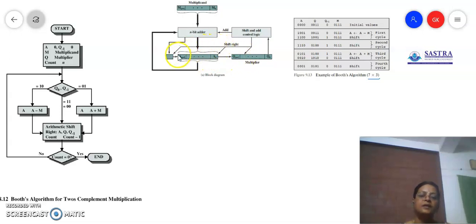Instead of inserting a 0 in the MSB, the MSB will be retained. That means the sign of that number is not going to be changed. So that is the difference between the logical shift right and arithmetic shift right. When we are performing this Booth algorithm, they recommend performing only arithmetic shift right. Now we will see the process, and we will trace how it happens for 7 into 3. Now we will go into the algorithm.